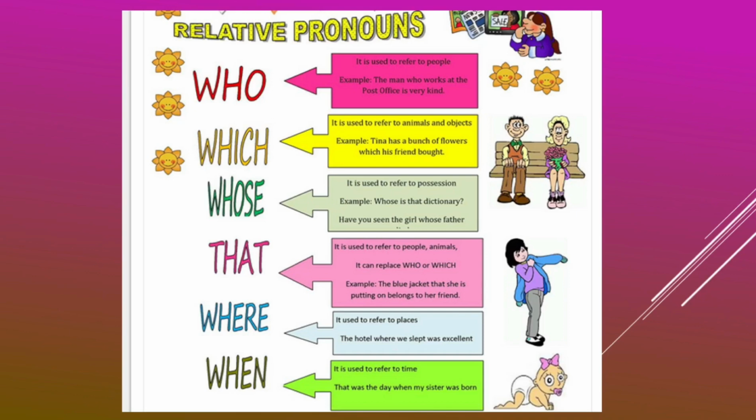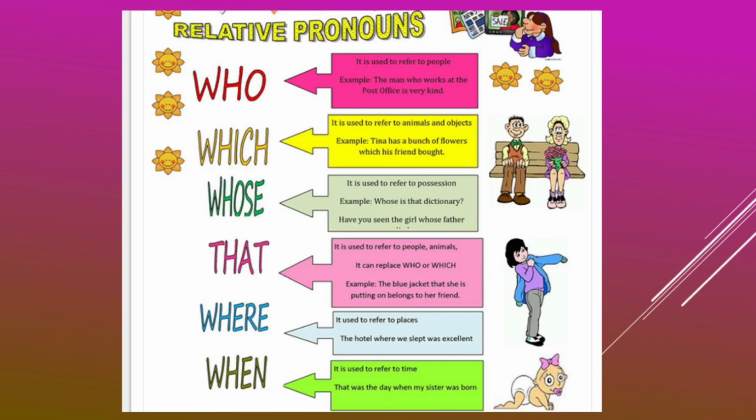So the first relative pronoun we have over here is who. It usually refers to people. Whenever we are talking about a person, we use who in a sentence. For example, the man who works at the post office is very kind. See, who? The person. The man.